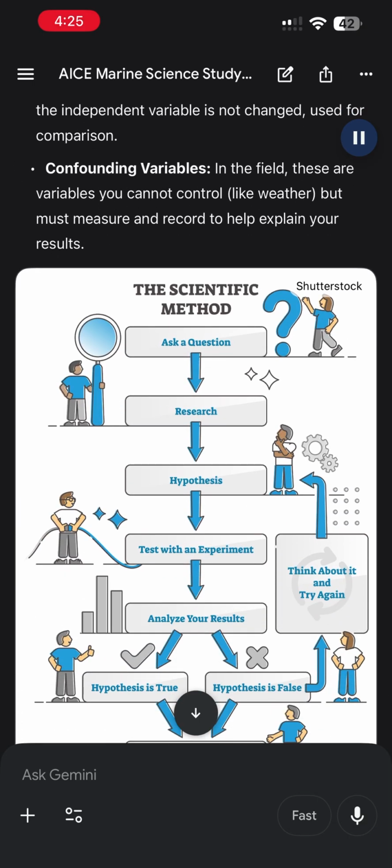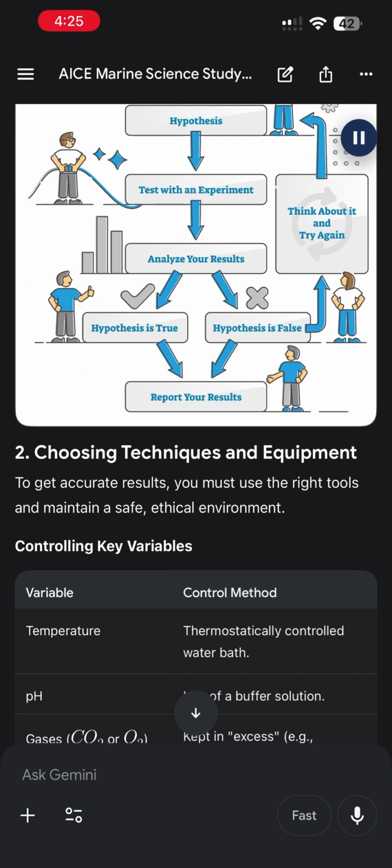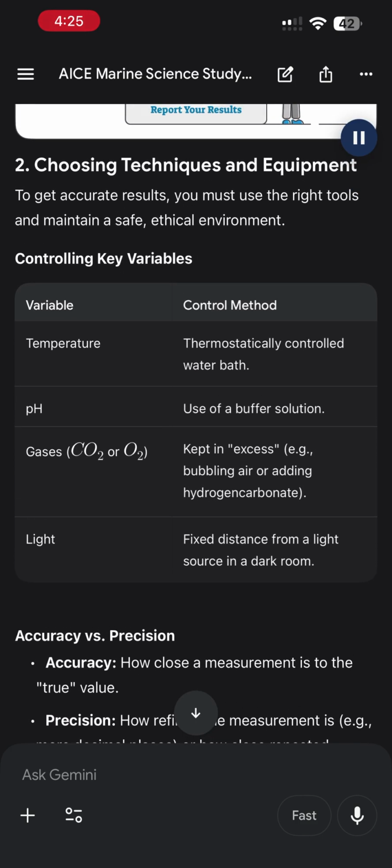Confounding variables. In the field, these are variables you cannot control, like weather, but must measure and record to help explain your results. 2. Choosing techniques and equipment. To get accurate results, you must use the right tools and maintain a safe, ethical environment. Controlling key variables. Temperature: thermostatically controlled water bath. pH: use of a buffer solution. Gases (CO2 or O2): kept in excess, e.g., bubbling air or adding hydrogen carbonate. Light: fixed distance from a light source in a dark room.